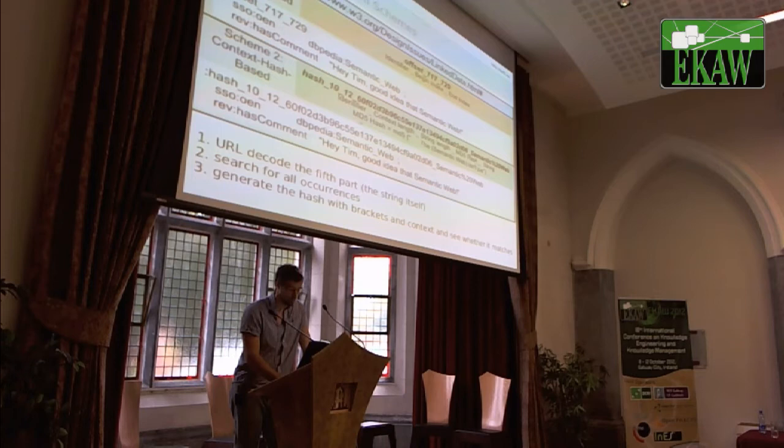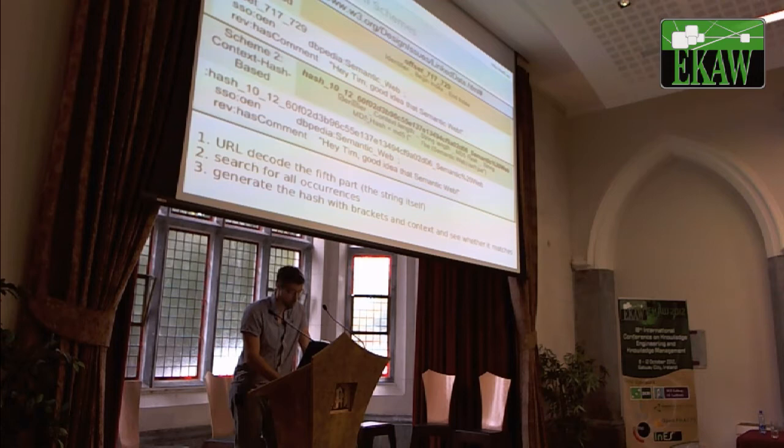And the hash is calculated by 10 context characters before the string, then the string as such in brackets, and then 10 characters afterwards. And this is the MD5 hash created here. And of course, then you can just use it as a subject in RDF triples.